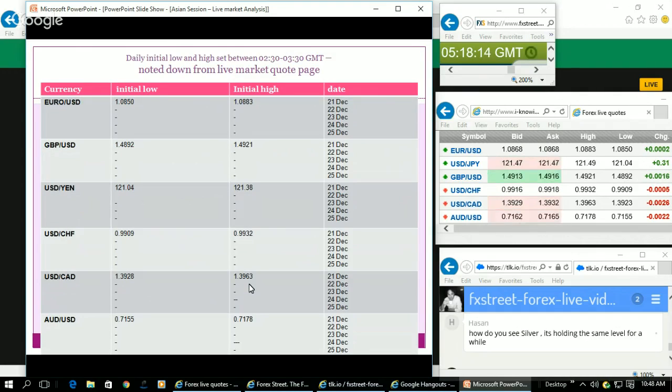So now we'll come to the market reading. I noted down the initial lows and highs set around 3:30 GMT today, and see what happens to the market. Euro initial low is 1.0850, which is not breached, and the high is 1.0883, which is also not breached. In the case of GBP, 1.4892 is the low and 1.4921 is the high. They have not breached the low or the high.